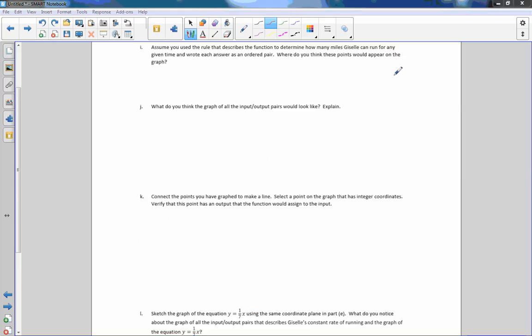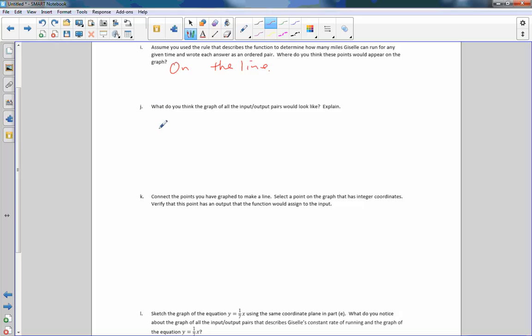Part I says, assume you use the rule that describes the function to determine how many miles Giselle can run for any given time and wrote each answer as an ordered pair. Where do you think these points would appear on the graph? They would be on the line.